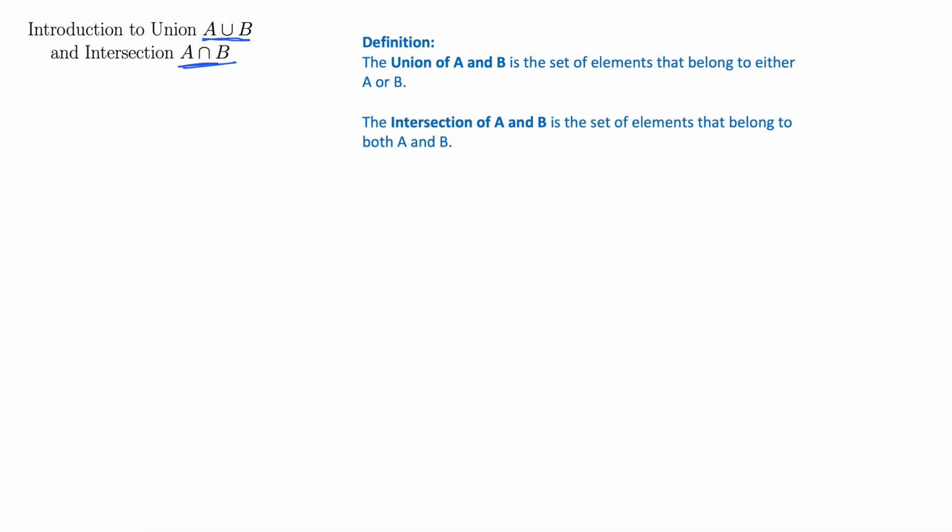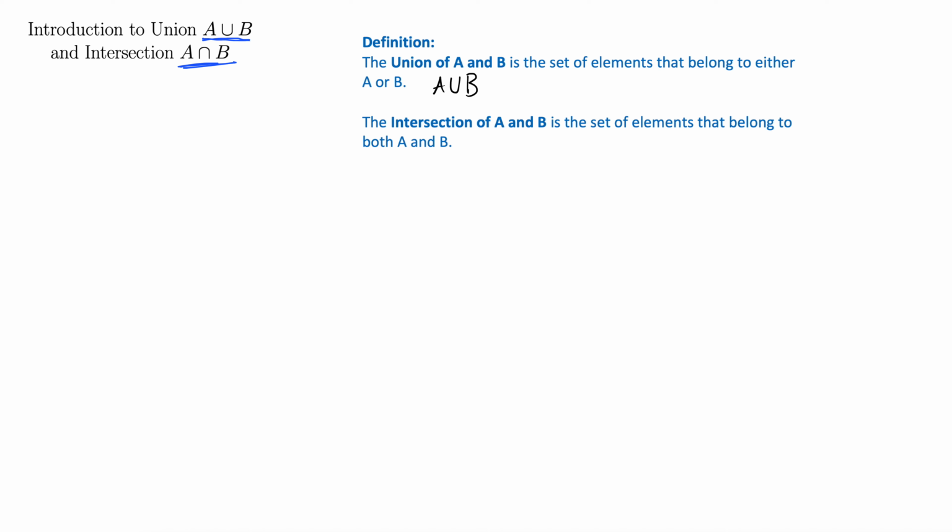Introduction to union, A union B, that's how you read that expression right there. And intersection, A intersect B, is how you read that expression there. Let's start with some definitions of union and intersection. The union of A and B is the set of elements that belong to either A or B. We write that as A union B.